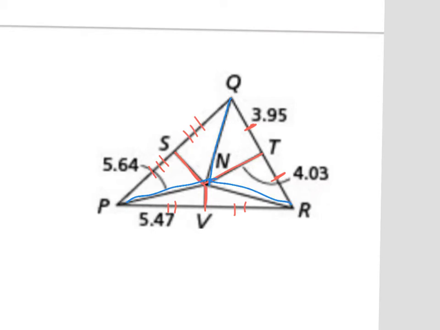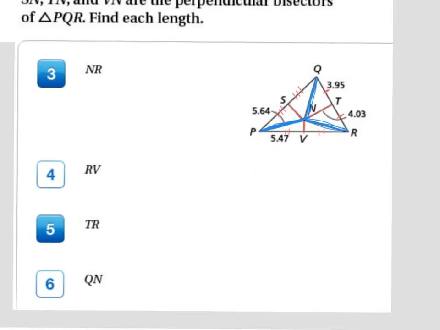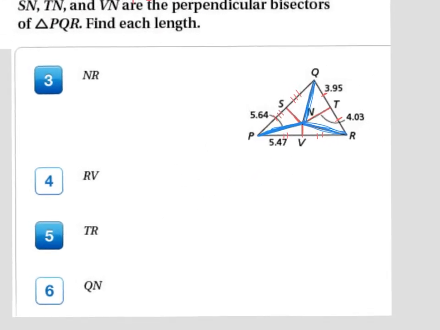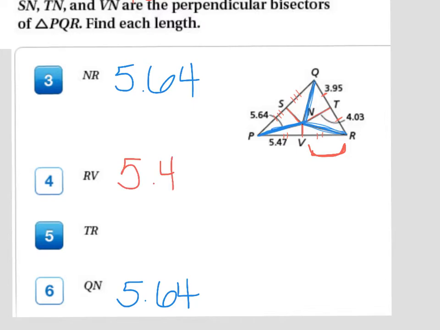Which tells you that if PN is 5.64, what else is 5.64? The other one. What's the other one? R and Q. NR and QR, or QN. So NR we just said was 5.64 and QN is 5.64. And then RV is here. What would that equal? 5.47. 5.47 because it's at the midpoint, which means it's cut into two congruent parts. And TR is here, which means it's what? 3.95. Good.